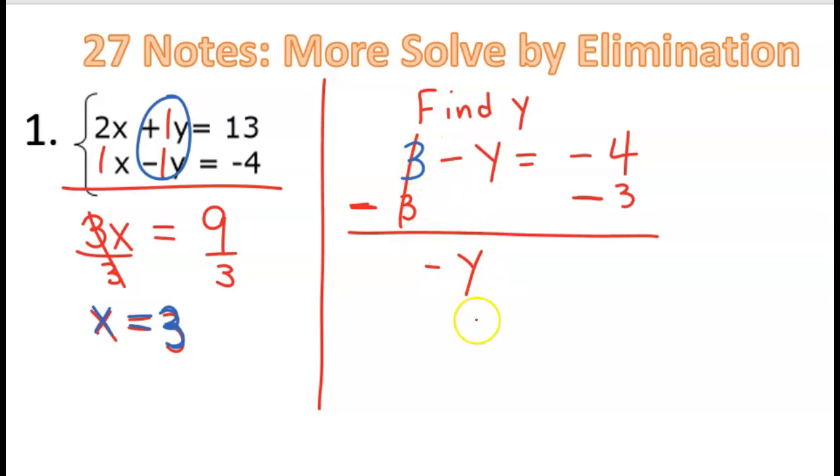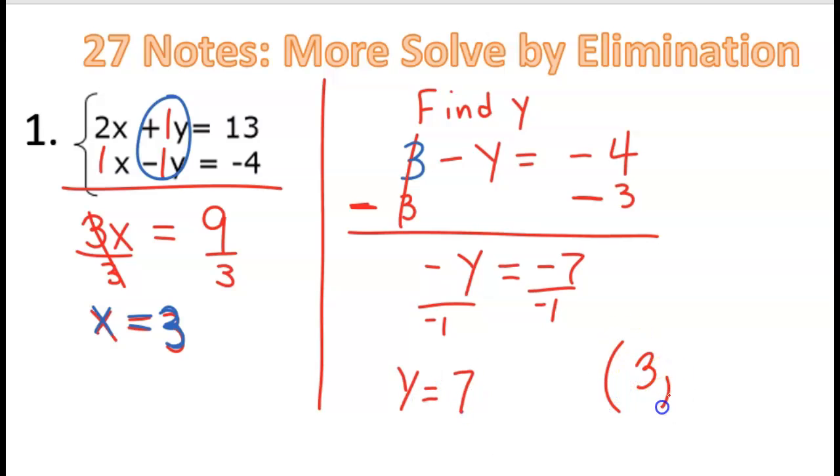A positive 3 cancels out a negative 3, and this is negative 7. I'm solving for y. I need to cancel out the negative. Y equals 7. You write your answer as an intersection point, first x and then y. So everybody got that? Okay.